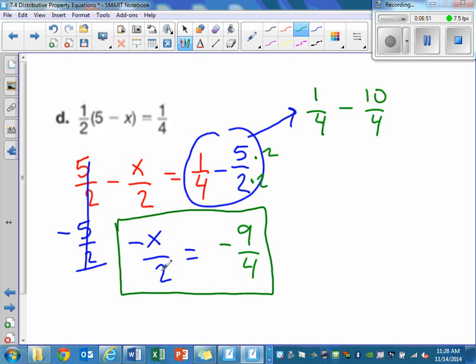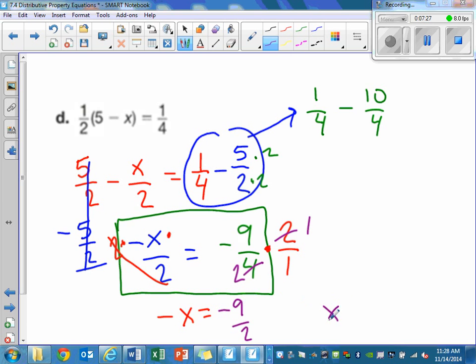Okay, so negative x divided by 2. The opposite would be to multiply by 2. I'm going to do it on this side, so that those cancel. Then you have to multiply this side by 2. So I have negative x equals, well, we've got some cross-simplifying that will happen over here. So we end up with negative 9 over 2. Negative x equals negative 9 over 2. We don't want to have a negative x, but really all that happens is if a negative x equals negative 9 halves, then a positive x equals positive 9 halves. And that is how you can leave your answer.